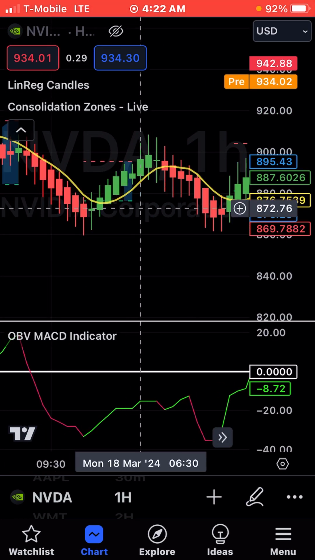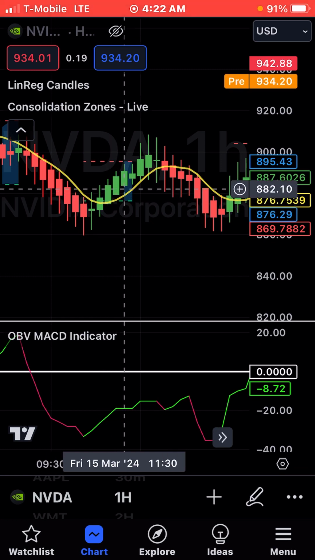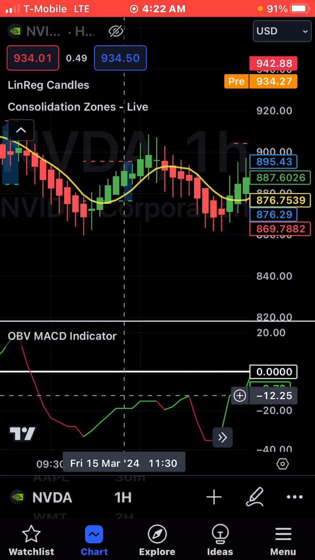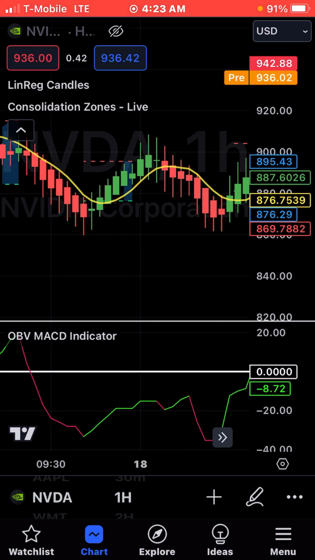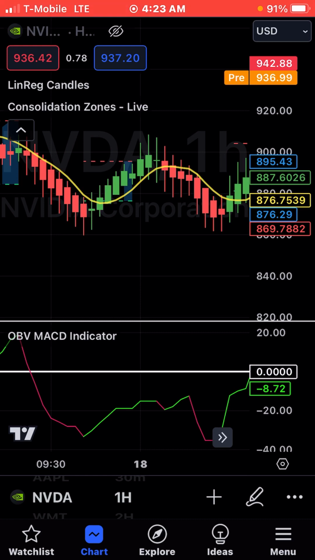Now, in this scenario here, you see the green candles above the linear line, but you see the line is below the zero line on the MACD. So this tells me that the move is not that strong. So you really want to look for the moment when the lines are above it, because that really tells you that it's bullish.